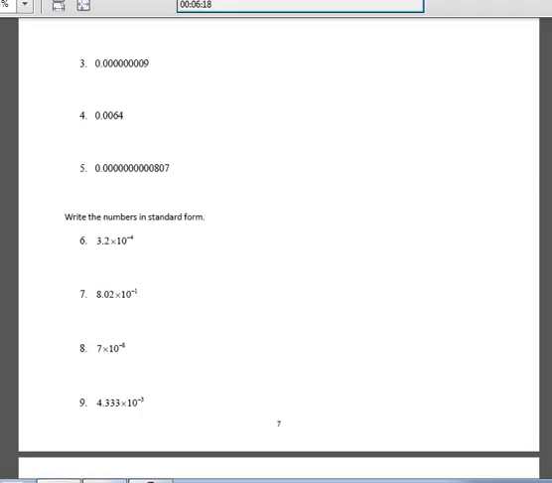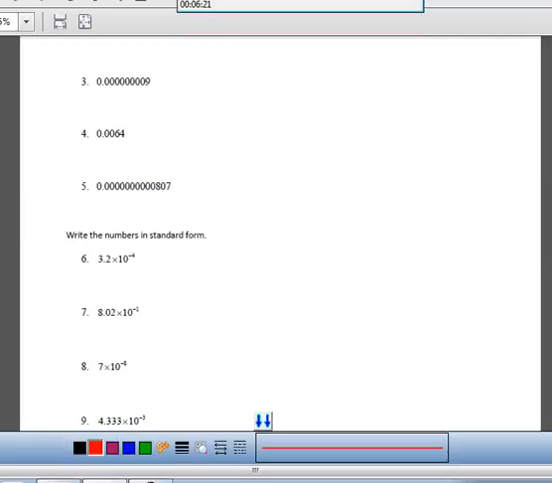Okay, now we have 6, 7, 8, and 9. I'll do the first 2 and then let you finish on your own. Write the number in standard form, so now we're going to go the other way. Alright, so I have a negative 4 here. So that means if I take my 3.2, the negative 4 tells me my decimal is going the other way this time, 4 spaces, which means I'm going to be adding 3 zeros, actually 4 zeros, and putting a decimal in between the 2 on the end.